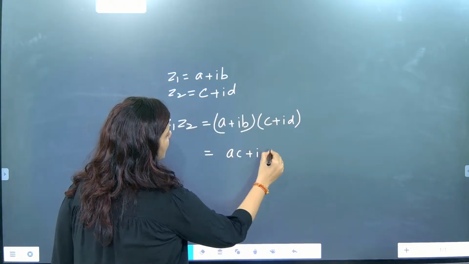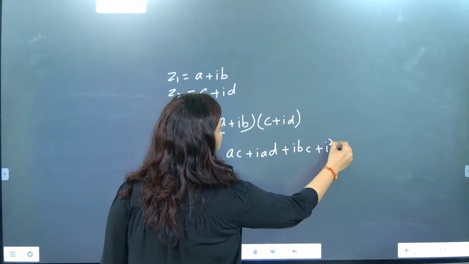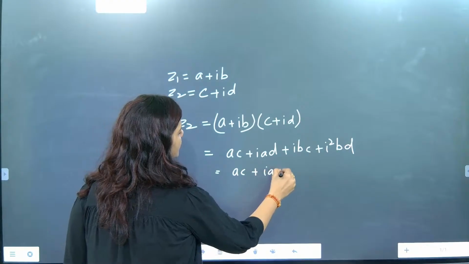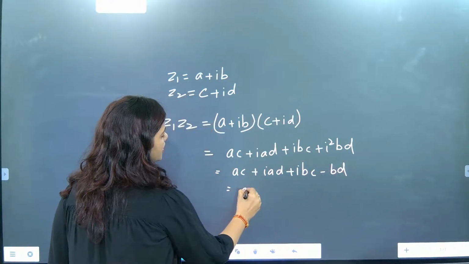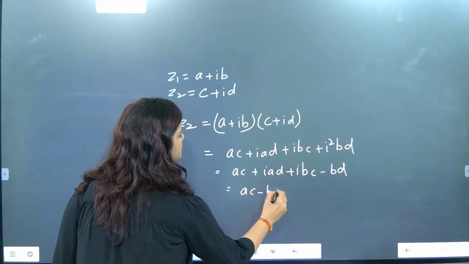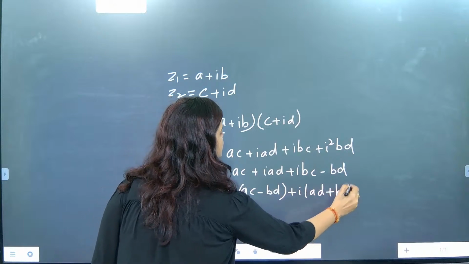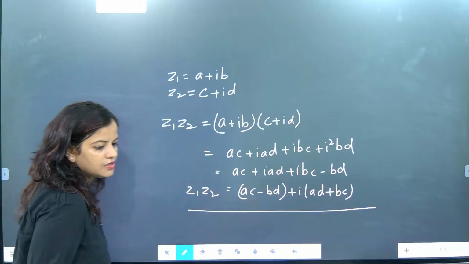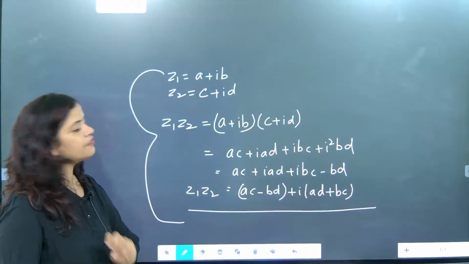AC plus IAD plus IBC plus I square BD. Now AC plus IAD plus IBC minus BD. So now the real part is AC minus BD, and then I times AD plus BC. This is exactly Z1 into Z2. This is multiplication. This is multiplication of complex numbers.